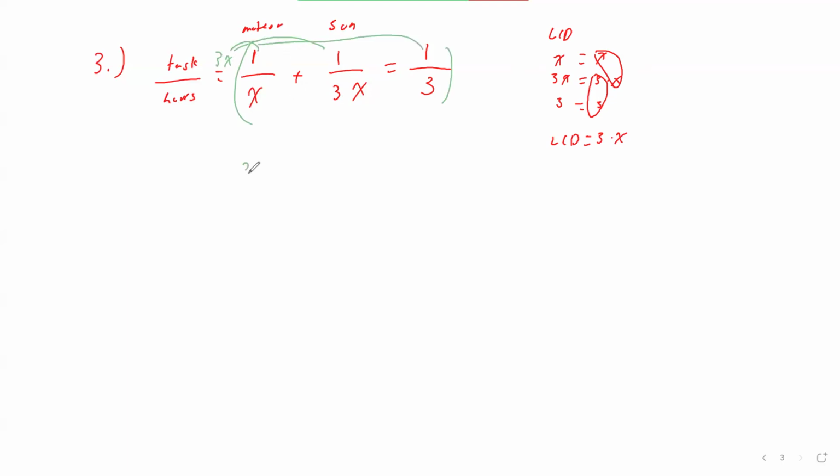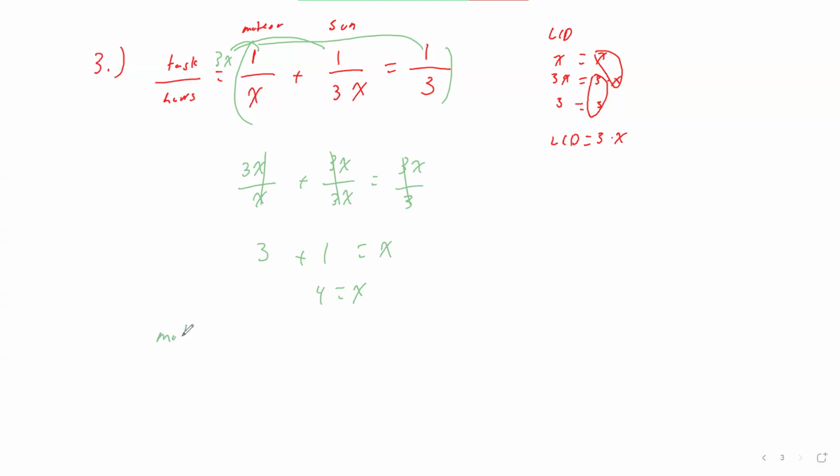So 3x times 1 is 3x, plus 3x over 3x equals 3x over 3. The x's cancel, I've got 3, cancel, I'm left with 1, and then the 3's cancel, so I'm left with x. So 3 plus 1 is 4. So that means that mom can carve this pumpkin in 4 hours.